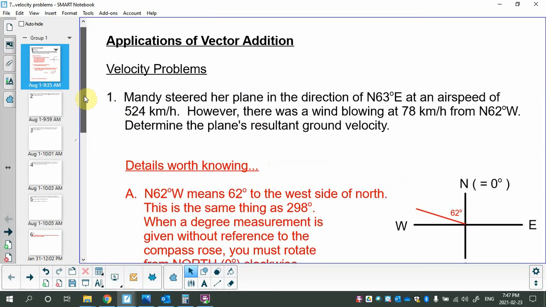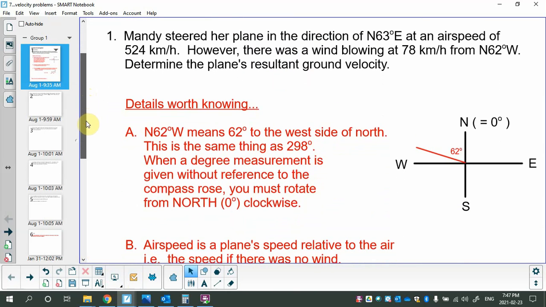So the questions look like this. Mandy steered her plane in the direction of north 63 degrees east at an airspeed of 524 kilometers an hour. We'll deal with this in a second. That's one of the details worth knowing. There was a wind blowing at 78 kilometers an hour from, and that matters, north 62 degrees west. Determine the plane's resultant ground velocity. So there's some things you need to know.